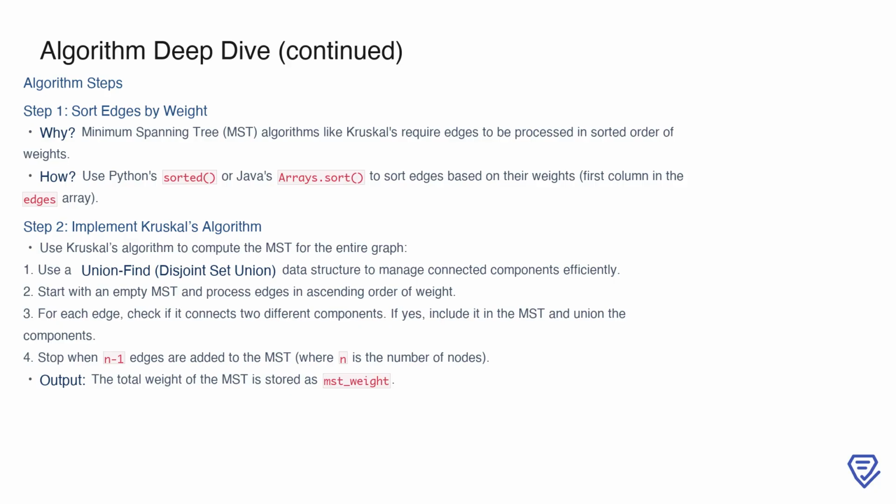Once the edges are sorted, we implement Kruskal's algorithm to compute the MST for the entire graph. Using a union-find data structure, we can efficiently manage the connected components of the graph. Starting with an empty MST, we iterate through the edges, adding each one if it connects two different components. This process continues until we have included exactly n-1 edges, where n is the number of nodes in the graph. The result is a minimum spanning tree, and we store its total weight for further analysis.